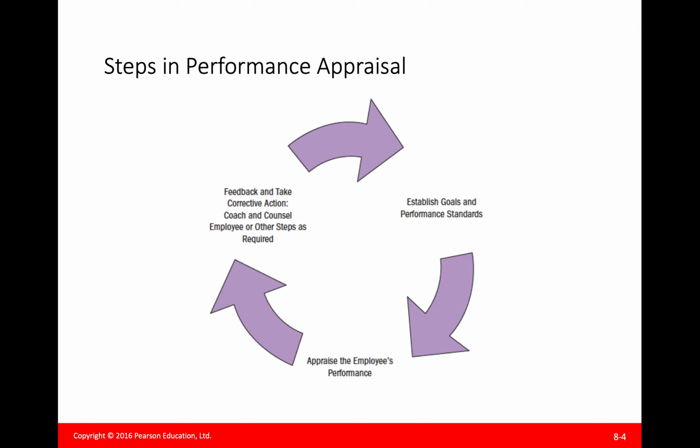It always goes from establishing goals and performance standards, then to the next stage, comparing the actual result and the standards, and then giving feedback and corrective action, and back to the cycle again, establishing goals and performance standards again. So remember the cycle. This is a cycle of 3 steps, and it happens all the time.